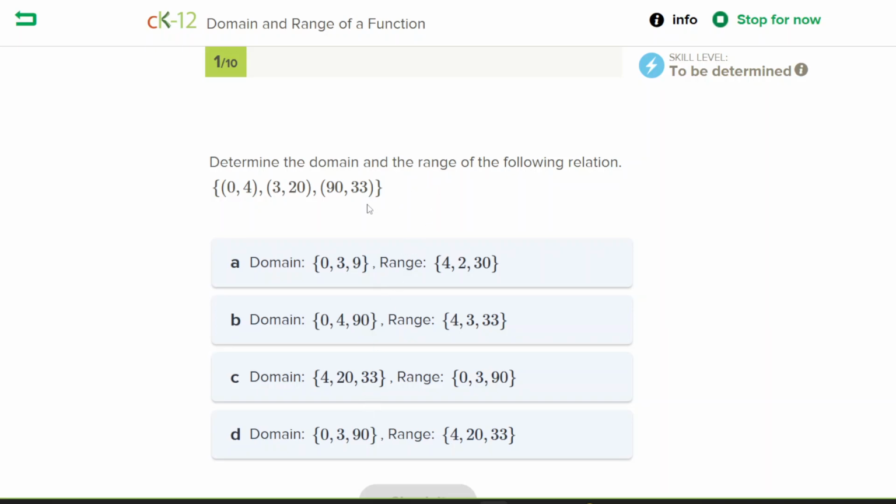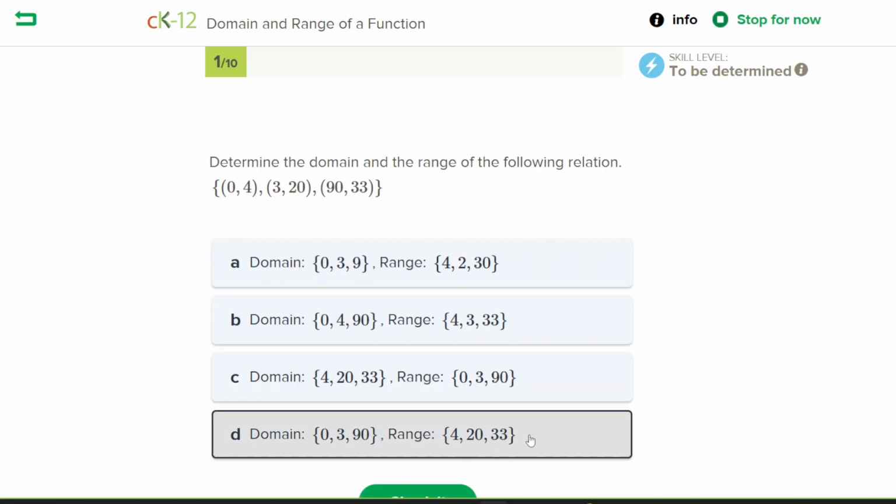0, 3, and 90. Well, let's also make sure the range is correct, right? The range is the set of the y coordinates, the second coordinates in the ordered pairs. So the values in the range would be 4, 20, and 33. And you're seeing that also in selection D here, the set with 4, 20, and 33, all the y coordinates, the second coordinates of those ordered pairs. So I'm going to select D, right? The domain and range are these two sets.